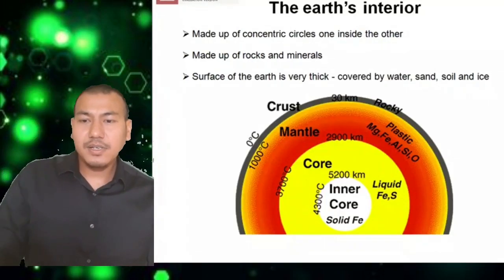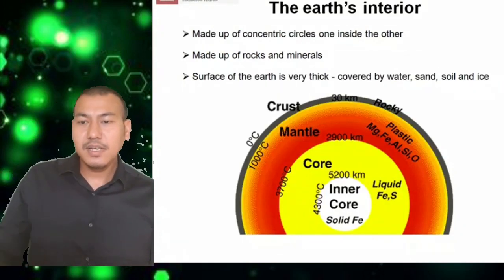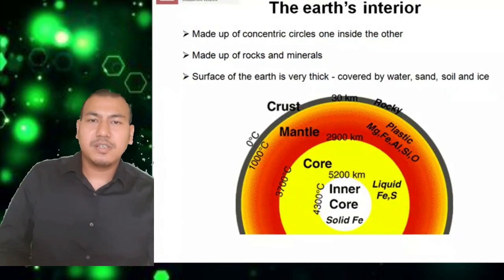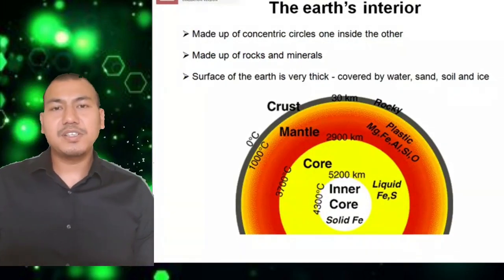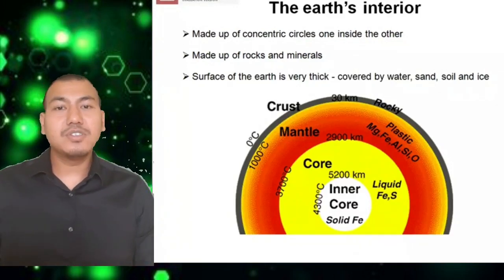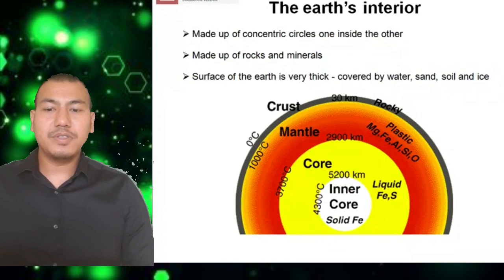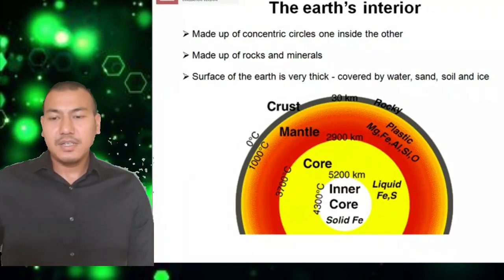Okay, now here you can see crust, 30 kilometers, rocky, right? The outermost part of our surface is at 0 degrees Celsius. When we get inside the mantle, there is 1000 degrees Celsius. What we found out there is magnesium, iron, aluminum, silicon, etc.